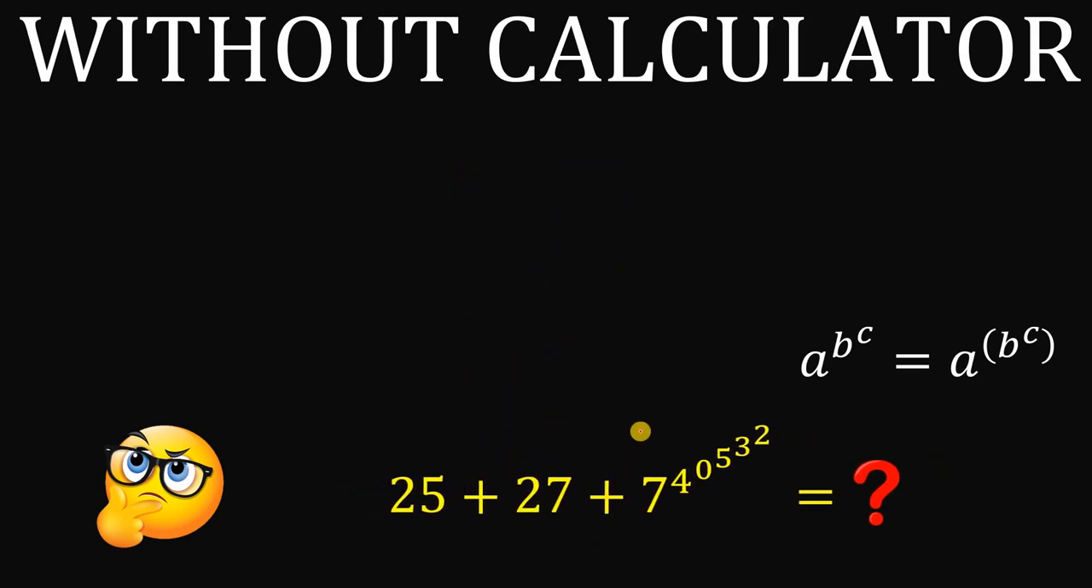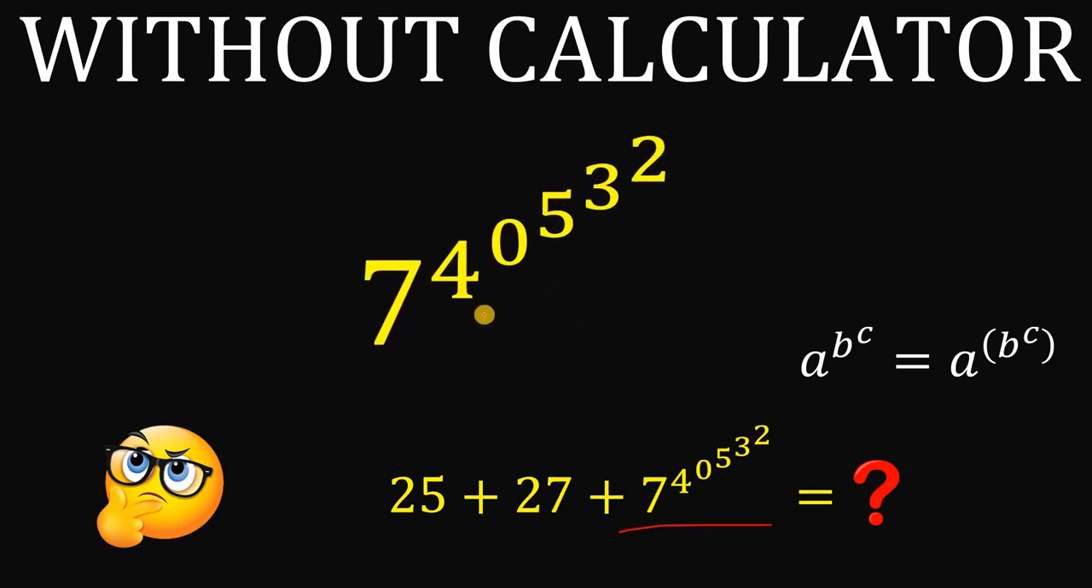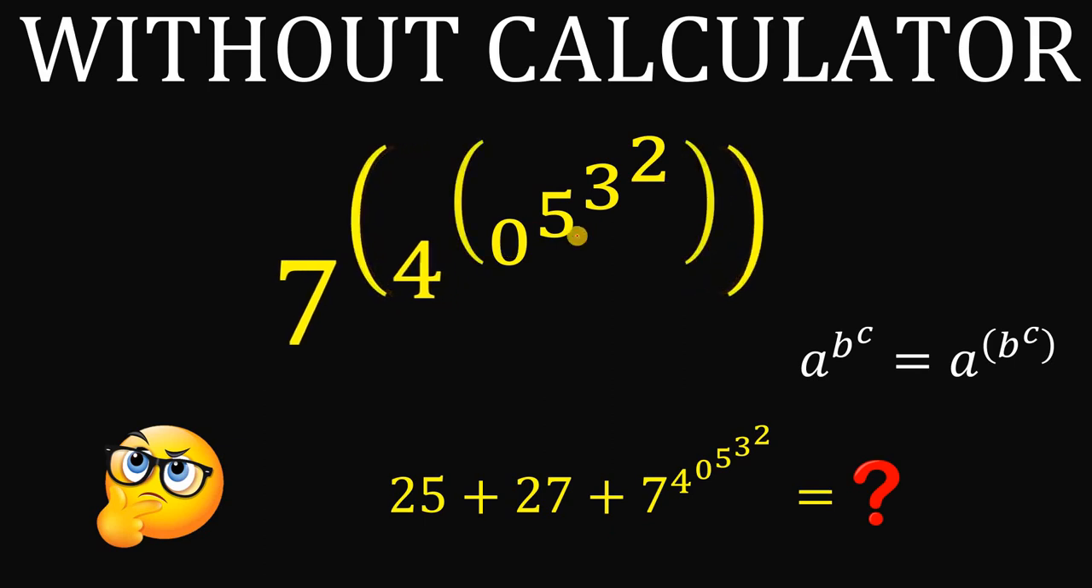And for the last one, what is the value of this expression? 7 raised to 4 raised to 0 raised to 5 raised to 3 raised to 2. And if we simplify this, this is just 7 raised to the power of 4 raised to 0 raised to 5 raised to 3 raised to 2. And this can be written as 4 raised to the power of 0 raised to 5 raised to 3 raised to 2. And now 0 raised to the power of 5 raised to 3 raised to 2 is simply equal to 0.